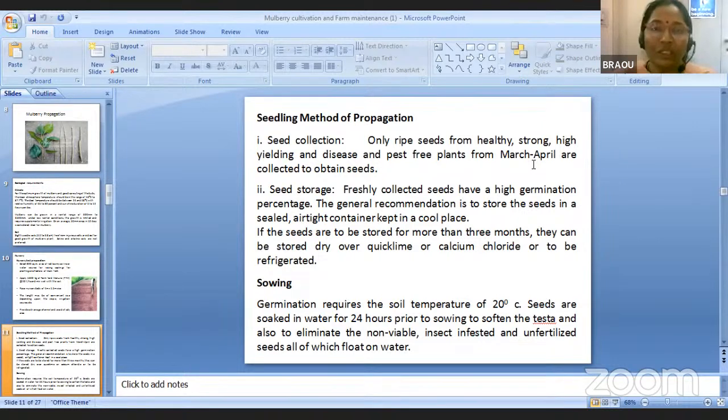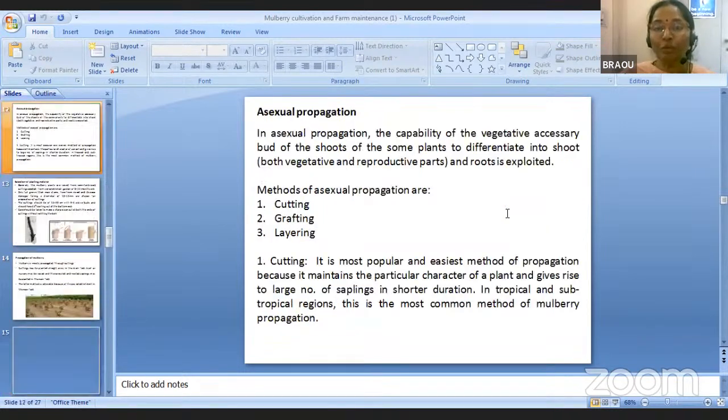So you have to soak the seeds in water for 24 hours so that the outer covering, the testa, is softened. And by immersing them in water for 24 hours, you are also eliminating the non-viable seeds, those which are not going to germinate or which are infected with insects, and unfertilized seeds can be removed, because they are going to be floating on the top layer of the water where you have soaked them. Only those that are viable are going to settle down at the bottom of the vessel where you have soaked them. So those are the ones that you're going to collect and sow. So this is the seedling method of propagation.